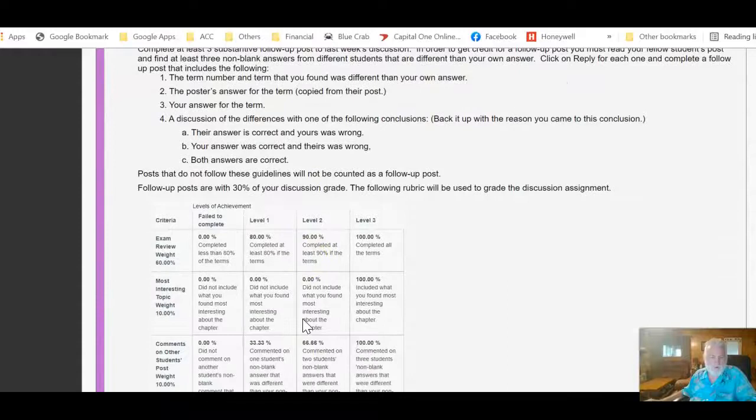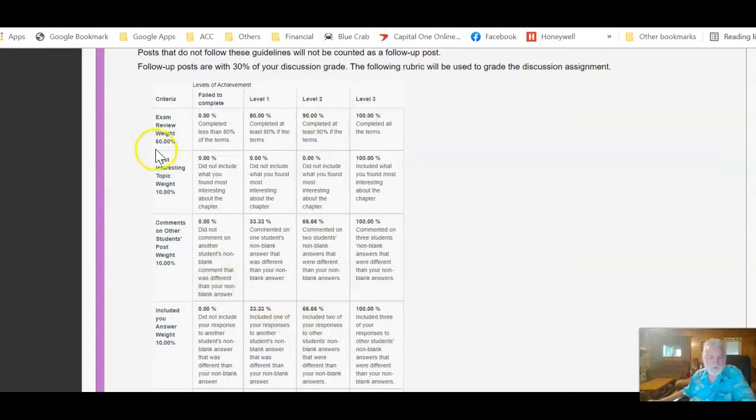Also, I've posted the rubric that I use to grade it, so it's very simple. For the exam review, submitting the actual review, depending on how much you complete it, is how many points you get. You get it all complete, 100% of those allowable points, which is 60 points, actually. If you talked about the most interesting topic, then you get 10% more added to that grade. And that's all or none. Whatever you think's most interesting is most interesting, so make sure you do it.